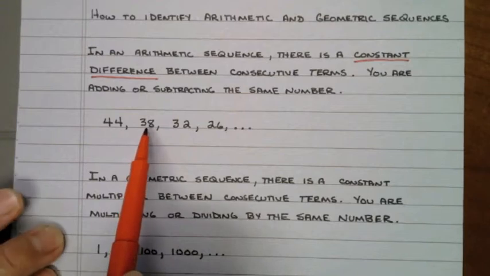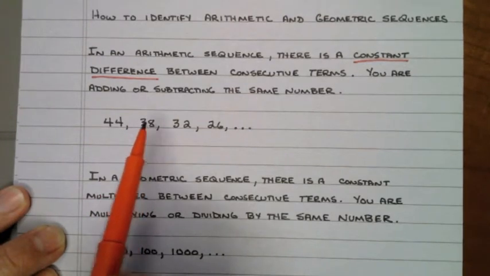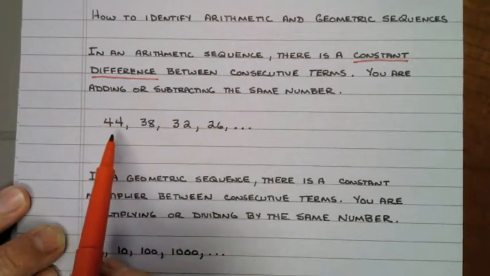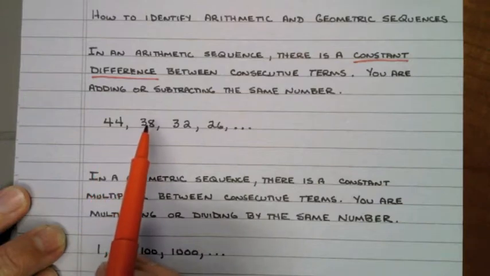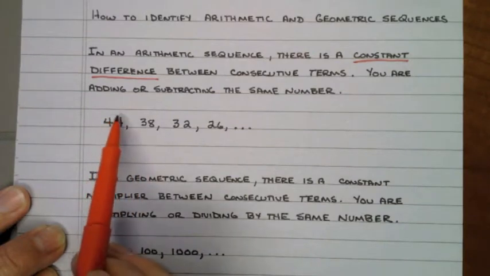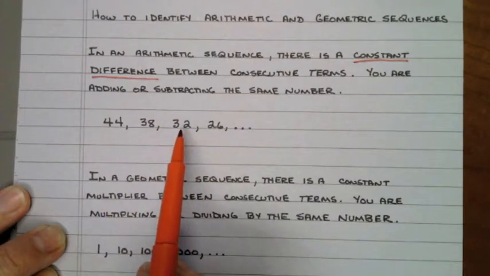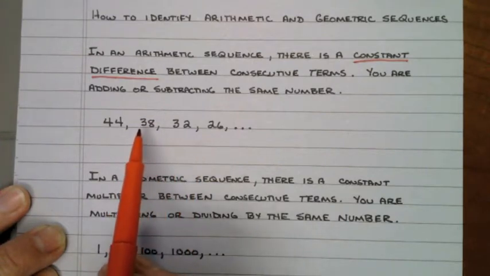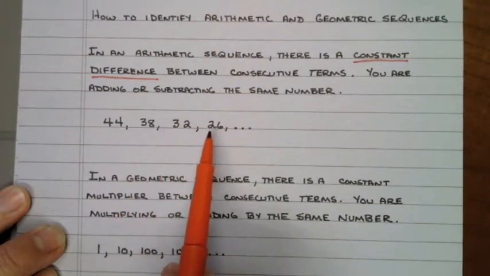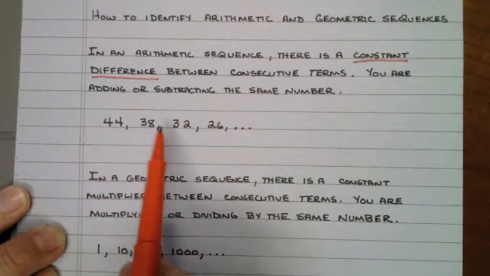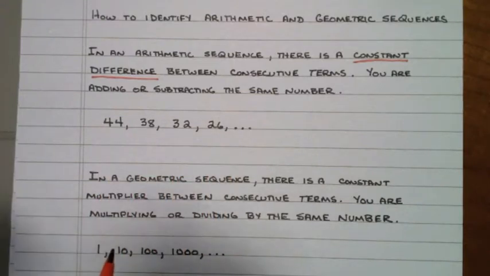You're going to take the next term, and difference means subtract. You're going to subtract it. So we're going to take 38 minus 44 and find the difference between these. We're going to do the exact same with the next term. We're going to go 32 minus 38. And then we're going to go 26 minus 32 and see if we're getting the same number every single time.